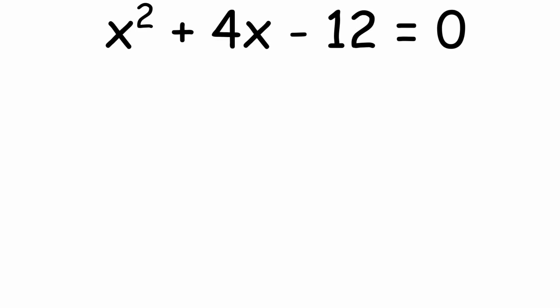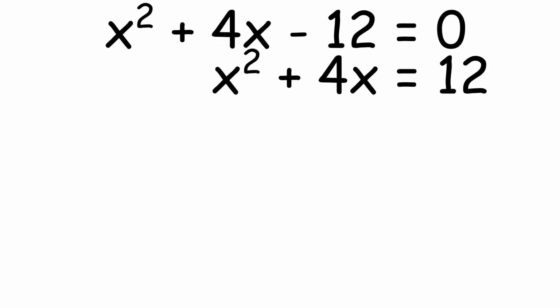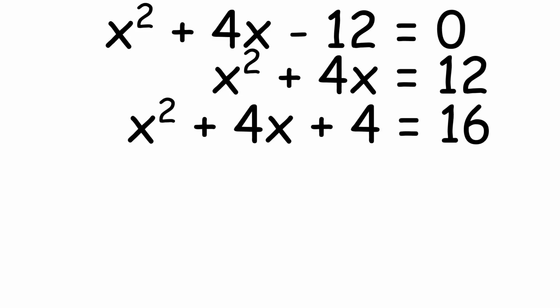So first we'll deal with the constant by adding 12 to both sides. And now here's the clever bit. We need to make the entire left side of the equation into a perfect square so that we can use the square root method like we did before. And I'm going to do that by adding 4 to both sides of the equation. Why am I adding 4?